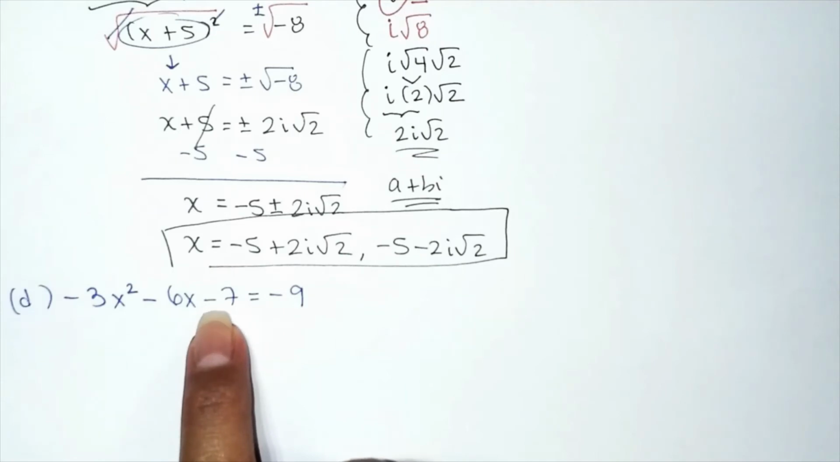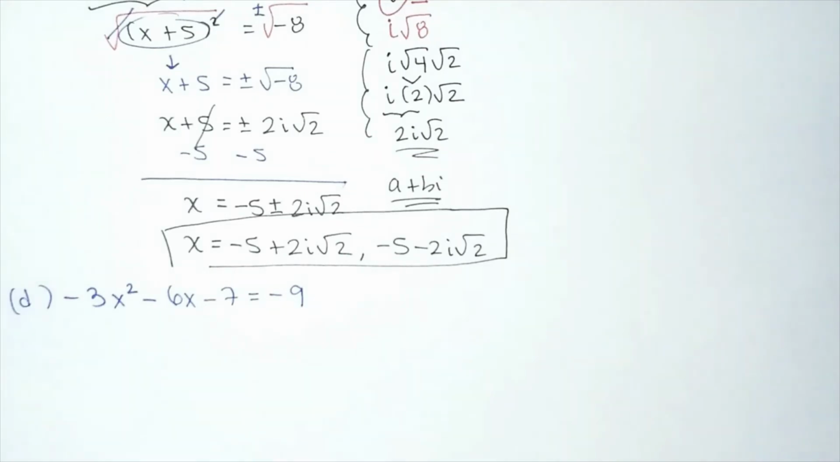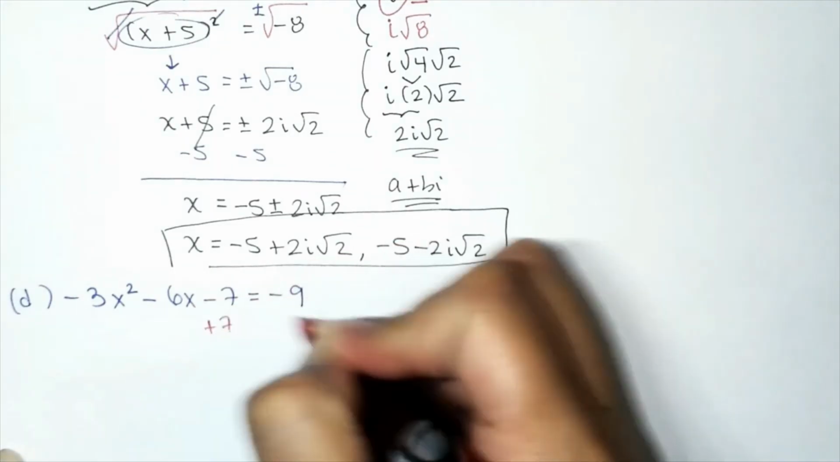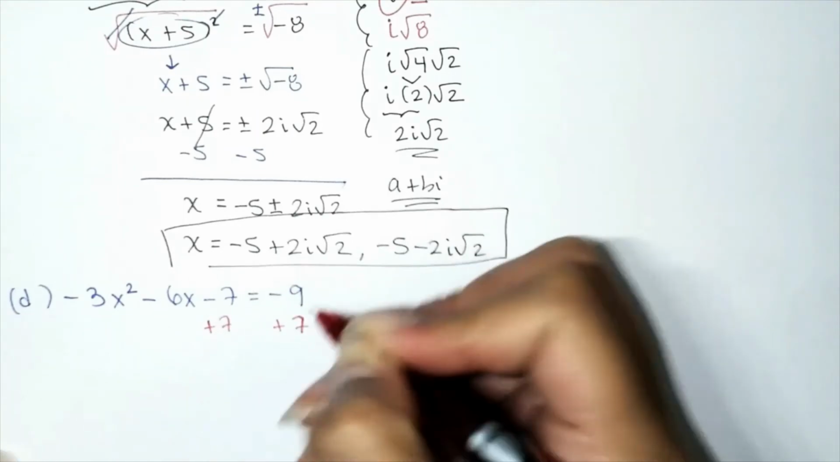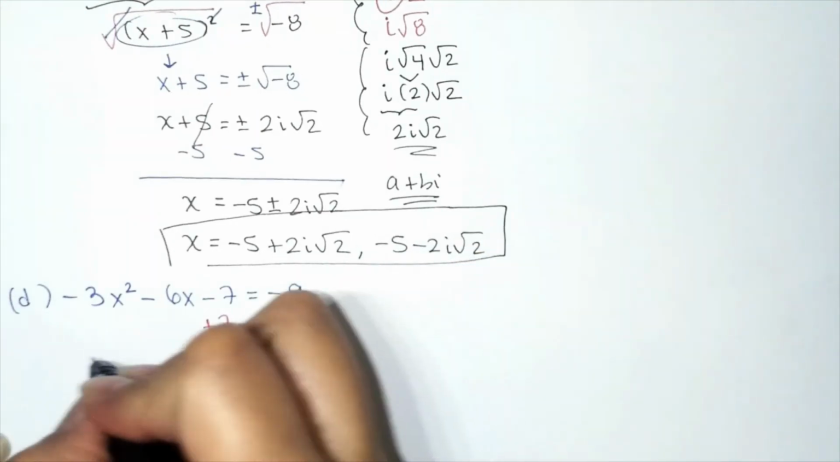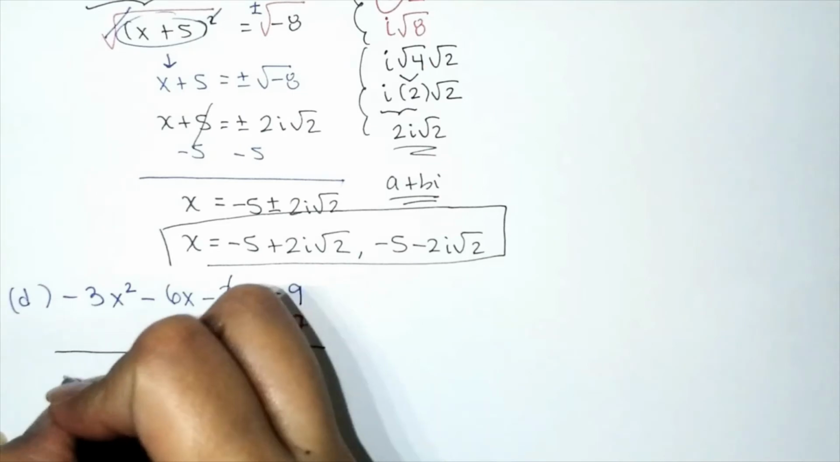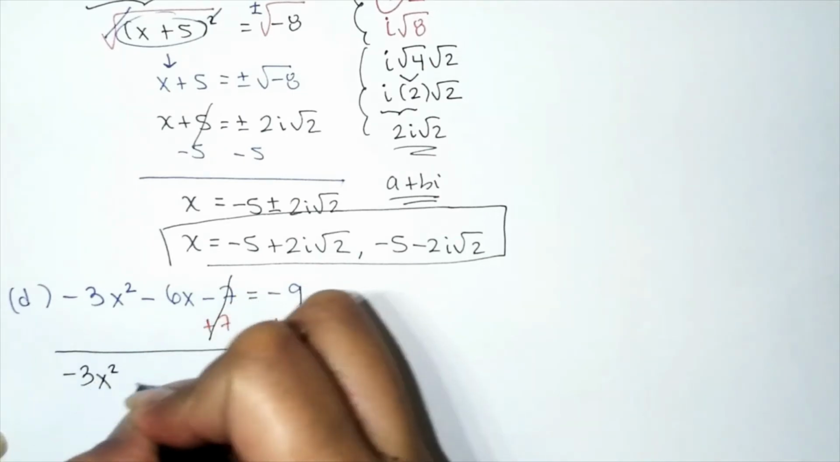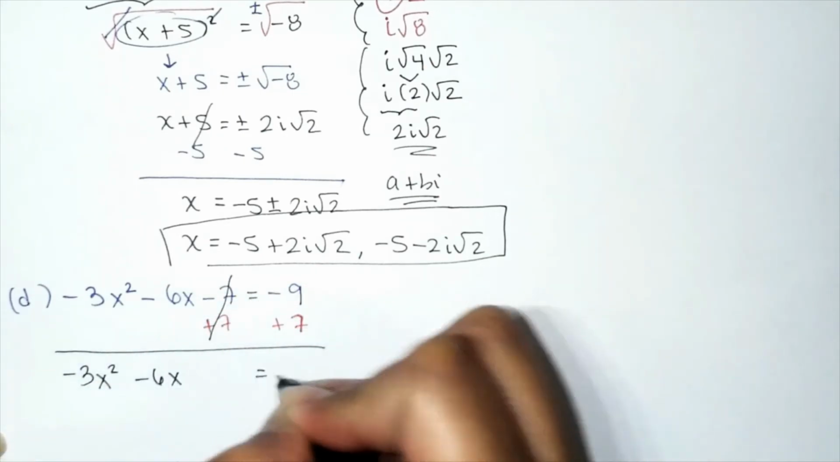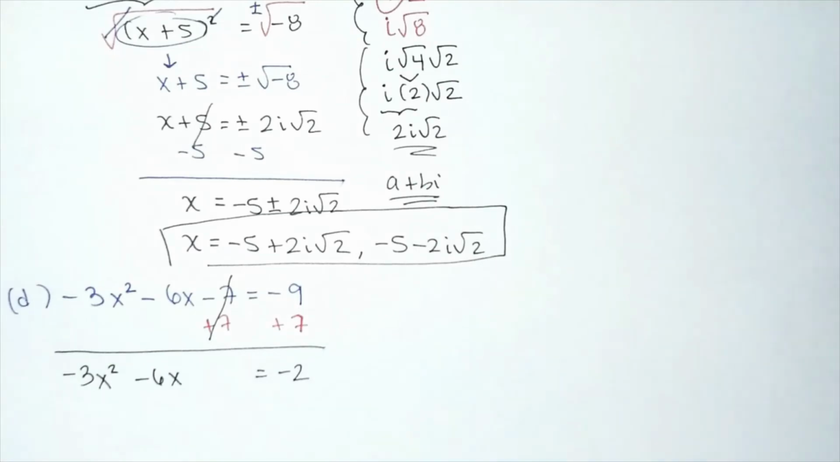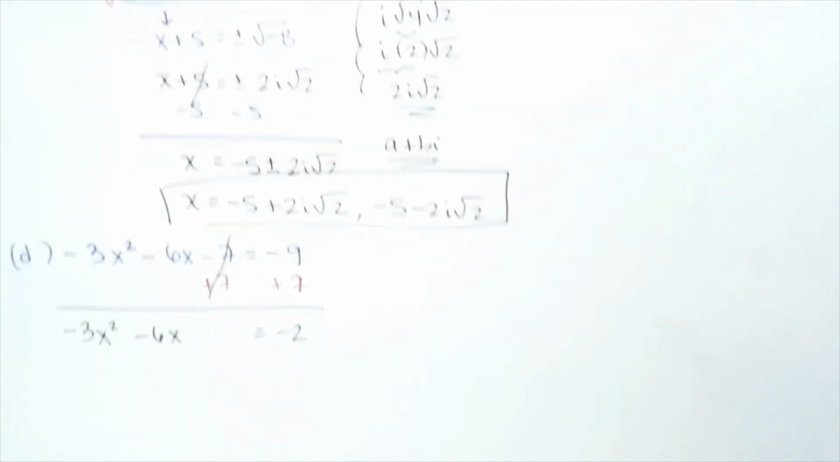The inverse operation of subtraction is addition, or like undoing. So to undo a subtraction, we have to add it to both sides, and that will leave us with negative 3x squared minus 6x equals negative 2. I know you're super pumped and you're like, boom, let's go ahead and complete the square.